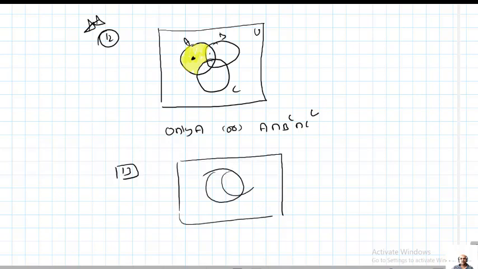Yeah, this is A, this is B, this is C, this is U. Except A union B union C, everything is shaded. So what I can say is that it is nothing but U minus A union B union C, or in other words, I can say that A union B union C whole complement.